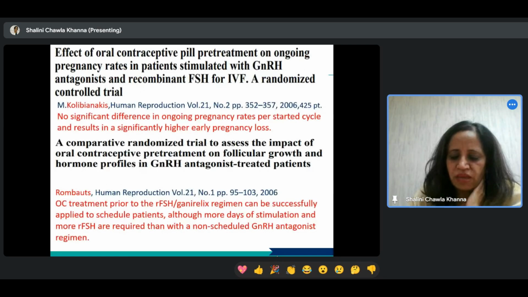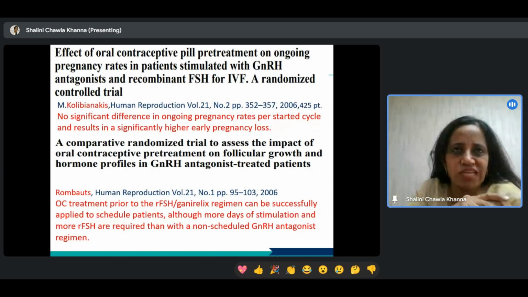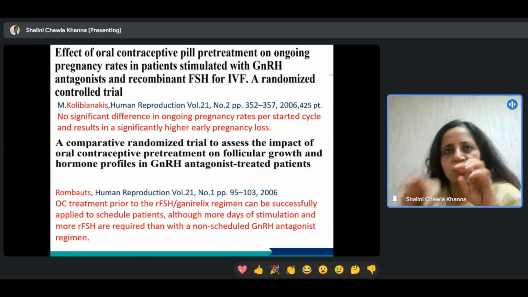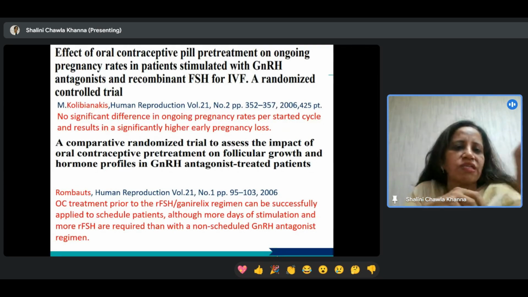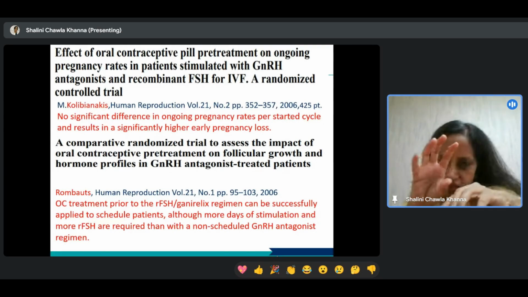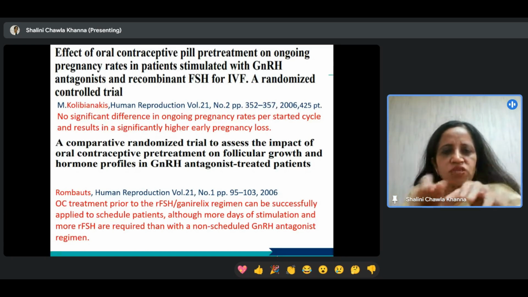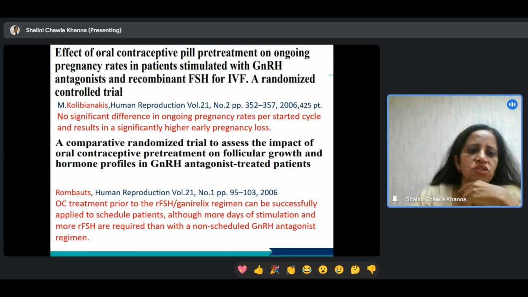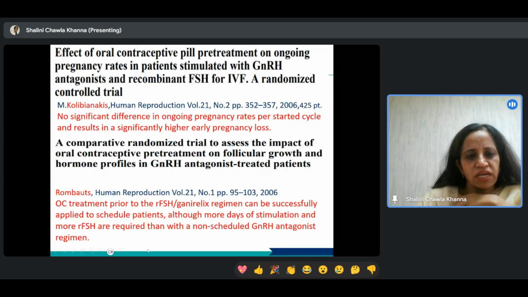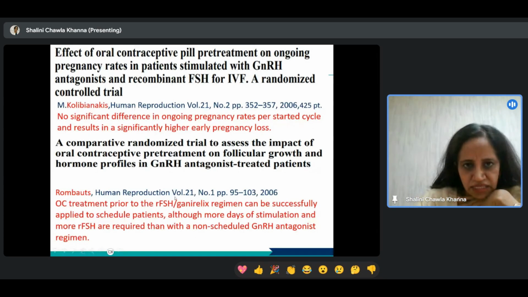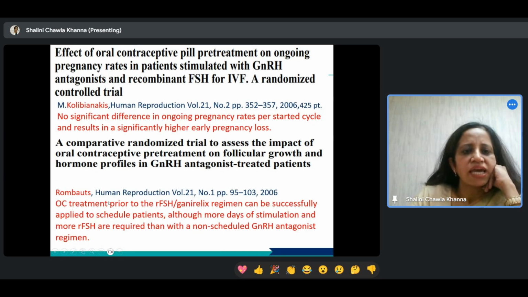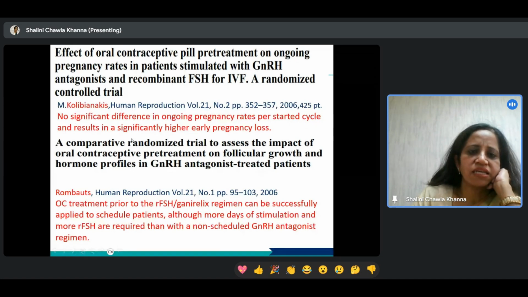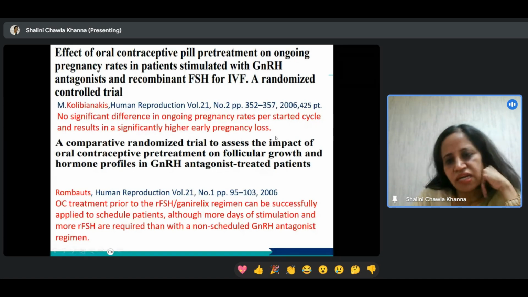However, there have been many more studies on the contraceptive pills, because of all these drugs, we all tend to give birth control pills in the previous cycle. This is the commonest form of drug that we give. This was again a very important, very nice study by our colleague Bianikis in Human Reproduction. He said that there was no significant difference in the ongoing pregnancy rate per started cycle, and this results in a significantly higher early pregnancy loss.